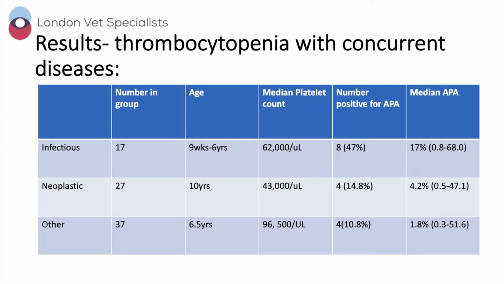The median was 4.2%. Then the other group was quite a diverse group of dogs with considered secondary thrombocytopenia. It included dogs with pancreatitis, pyelonephritis, and one dog with a rattlesnake bite as well. Of that group, again quite a low number, 10.8% were positive for APAs, and the median was 1.8%, so fairly low.